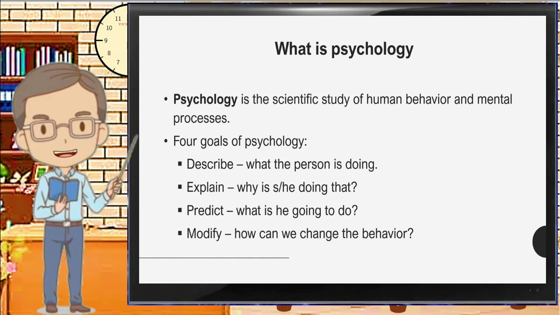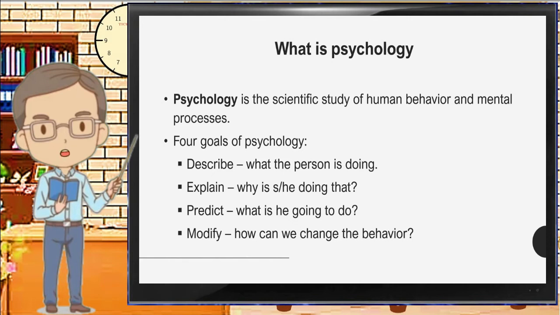Whenever we encounter people, and these people turn out to be our clients, whenever we interact with clients, we try to apply these four goals. So the first is describe. If we have a client, say for example, you have been sent to the guidance office or you have been seeing a psychologist, the first thing that we try to do is to describe what is happening with you. Why are you here in the guidance office? Do you have behavioral problems? Or are you here out of your own free will? Or did someone tell you to be here? And if you're here, why are you here?